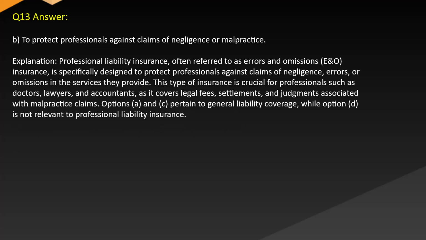Answer: B. To protect professionals against claims of negligence or malpractice. Explanation: professional liability insurance, often referred to as errors and omissions (E&O) insurance, is specifically designed to protect professionals against claims of negligence, errors, or omissions in the services they provide. This type of insurance is crucial for professionals such as doctors, lawyers, and accountants, as it covers legal fees, settlements, and judgments associated with malpractice claims. Options A and C pertain to general liability coverage, while option D is not relevant to professional liability insurance.